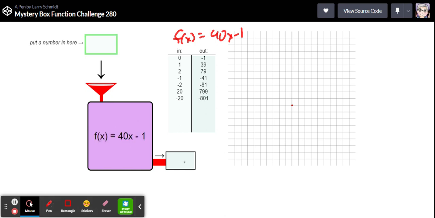So let's go ahead and reveal. Yeah, so that's 40x minus 1, and we can graph that as well. And it's almost a vertical line. You can see it just comes to the right here by the time we get up to the upper part of the graph, and to the left on the lower part of the graph. So a very, very steep line crossing the y-axis at -1.